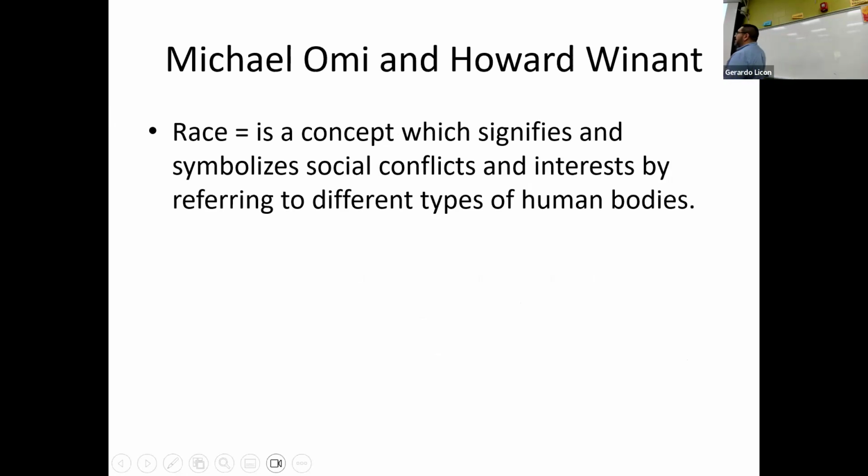Now I'm going to introduce you to a few different explanations or definitions of race by different experts. This first one is by two sociologists. They wrote a book, I think it was called Racial Formations. And this is the definition that they give. So it was a whole book about the social construction of race. But this is one definition they give, and it's a very wordy academic definition, very theoretical, but I'll try to explain it. They say that race is a concept which signifies and symbolizes social conflicts and interests by referring to different types of human bodies.